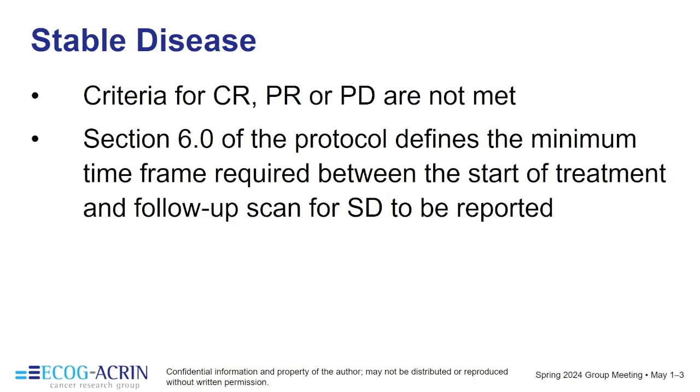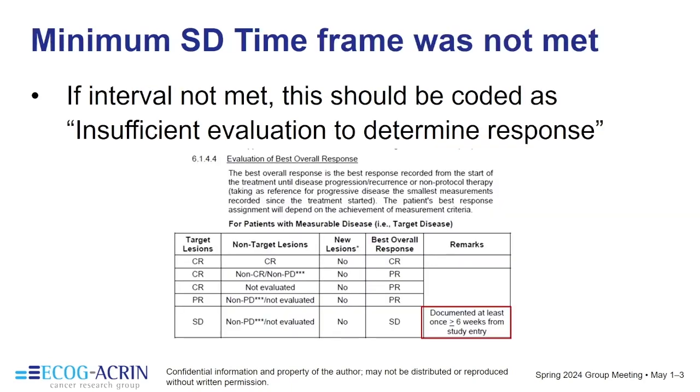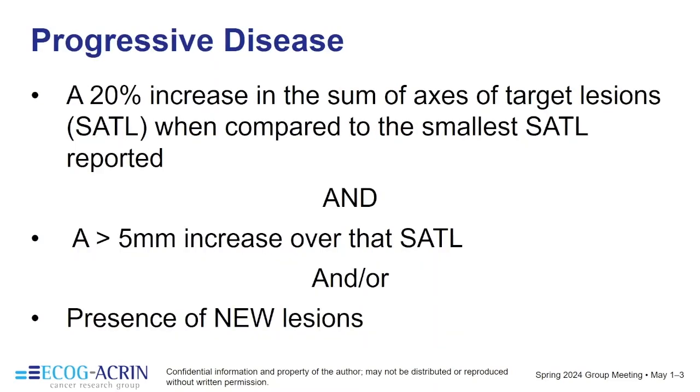So stable disease is when the criteria for complete response, partial response, or progressive disease are not met. And as I pointed out earlier, Section 6 of the protocol will define the minimum time frame required between the start of treatment and follow-up scan for stable disease to be reported. If that minimum stable disease time frame is not met, it should be coded as insufficient evaluation to determine response. Then we get to progressive disease.